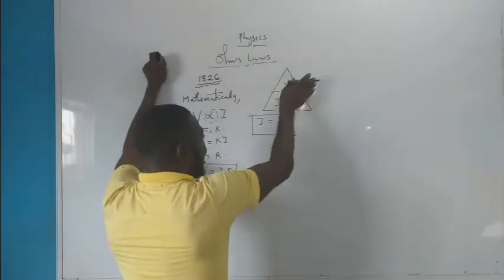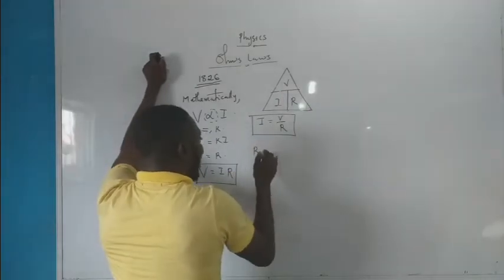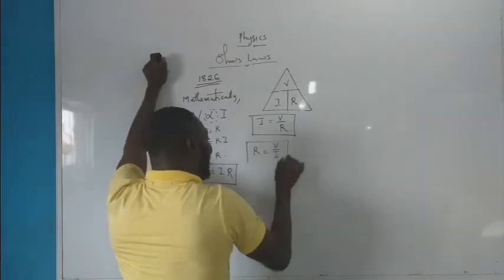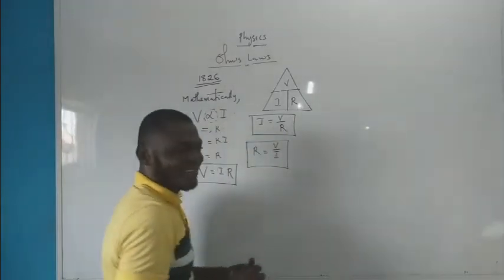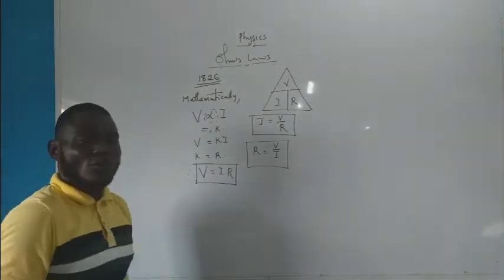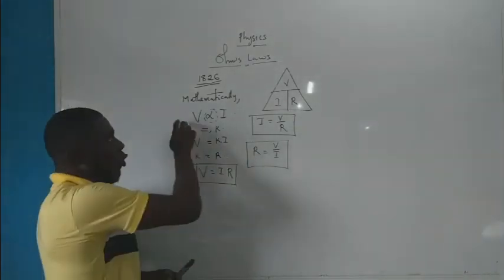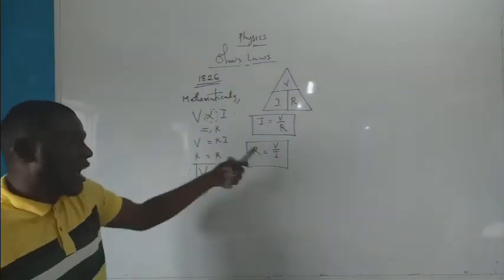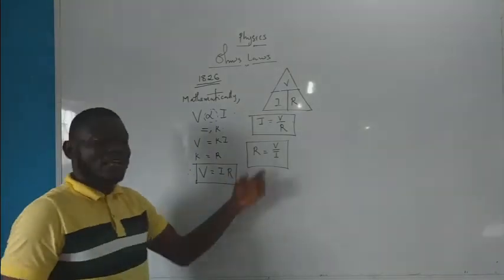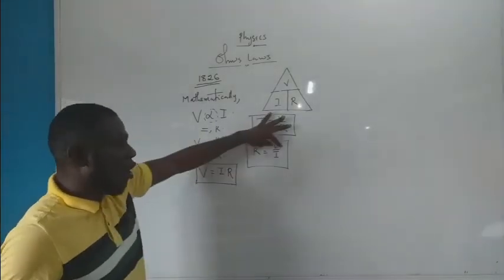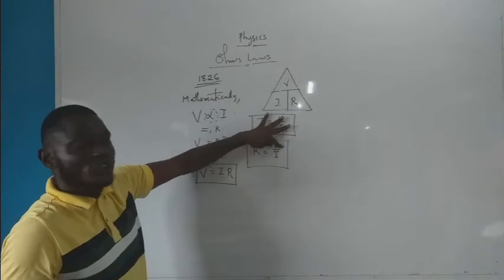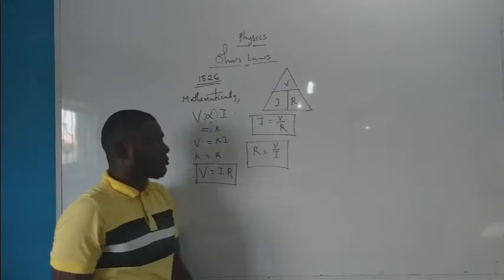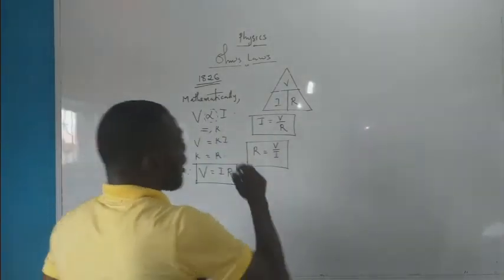If you want to get R, cover R, and we have R equals V over I. This is the definition of resistance from Ohm's Law. We can deduce that resistance is the ratio of the potential difference to the current.